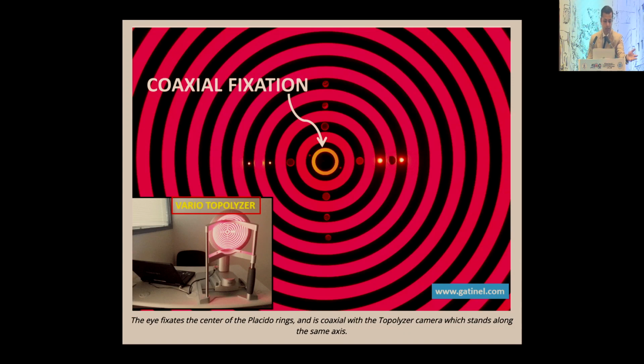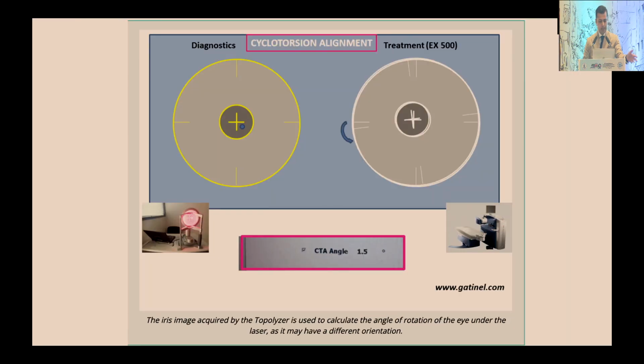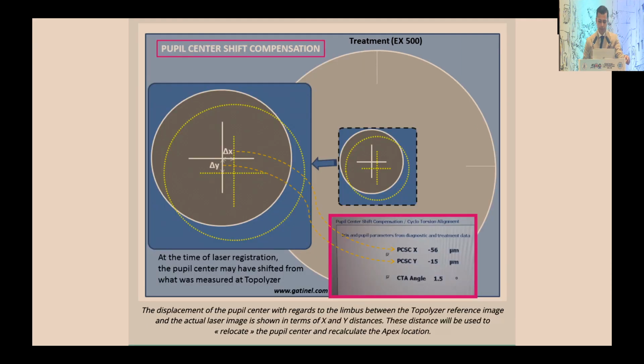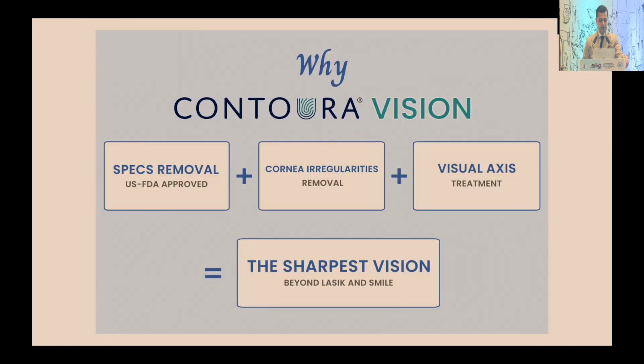What other things it does is it gives you centration on the visual axis, and it also compensates for cyclotorsion, which we all know as cataract surgeons and refractive surgeons. The eye rotates when we lie down, and so the ablation should also rotate to match the eye in order to give the right outcomes to the patient. Sometimes the pupil also shifts, which is called a pupil centroid shift, and ideally the machine should be able to understand and compensate for all these.